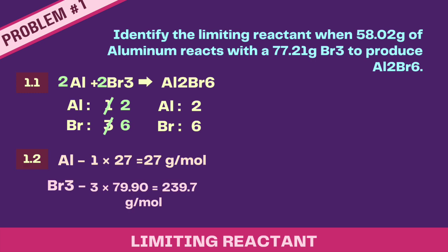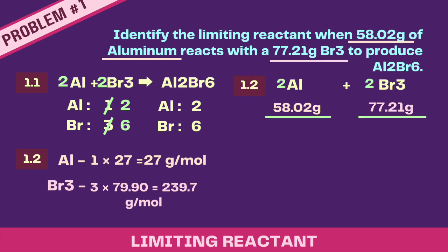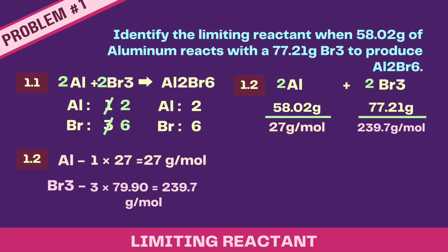Step 2. Converting reactants into moles. Al subscript is 1 times the molar mass of 27 equals 27 grams per mole. Bromine subscript 3 times its molar mass 79.90 equals 239.7 grams per mole. Next, we have to divide the reactants in grams by their molar mass in grams per mole. Let's do some cancellation of units. Then 58.02 divided by 27 equals 2.15 moles. For Br3, 77.21 divided by 239.7 equals 0.32 moles.